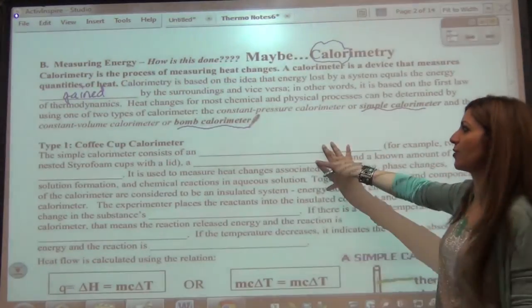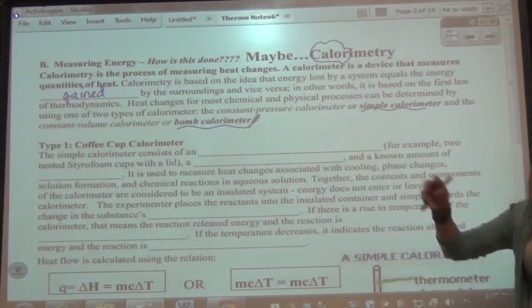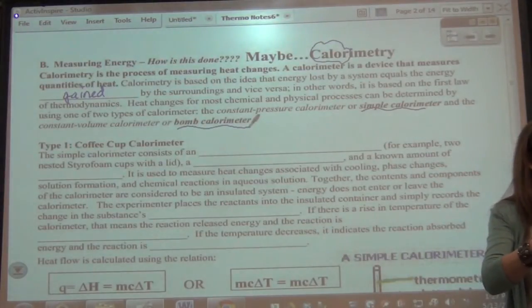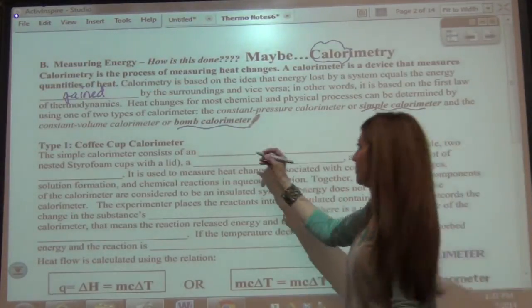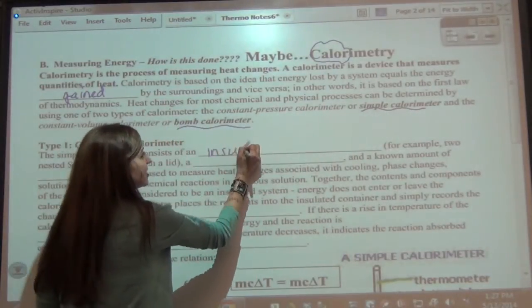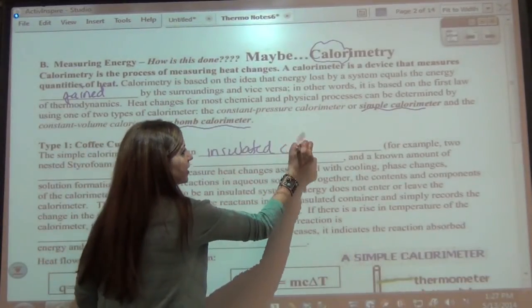So what is a simple calorimeter? It consists of, what do we say has to be on the inside? Some insulation. Awesome. So some type of an insulated container.